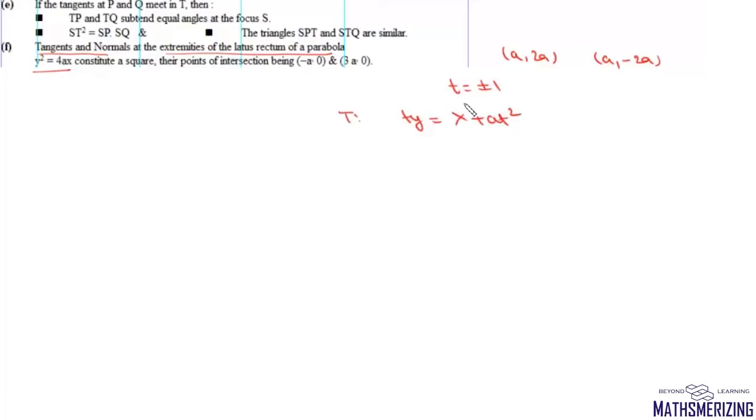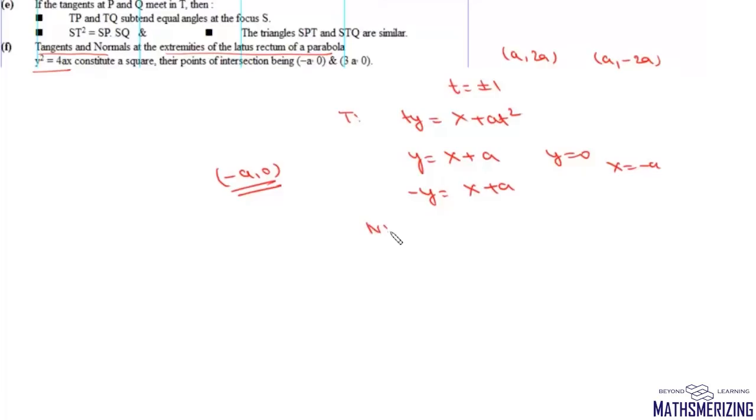Now if we put t as plus 1, we'll get this tangent as y equals x plus a, and if we put t as minus 1, we'll get minus y equals x plus a. Now we'll solve these two, we'll get y as 0 and x equals minus a. So tangents at endpoints of the latus rectum intersect at (minus a, 0), which essentially is the foot of the directrix.